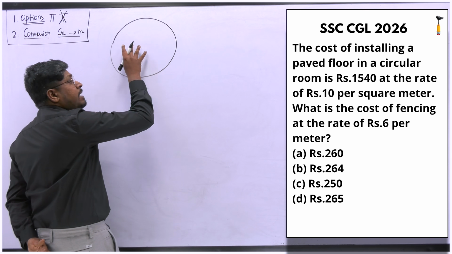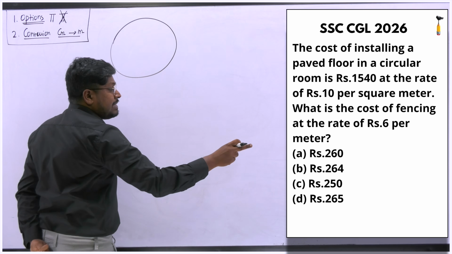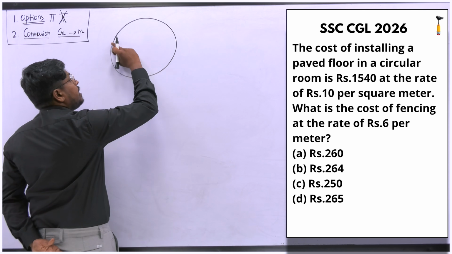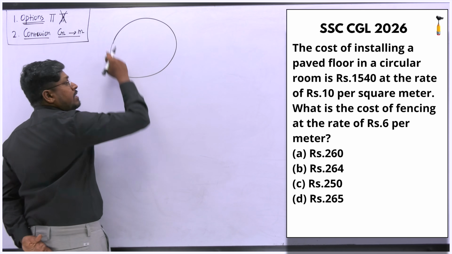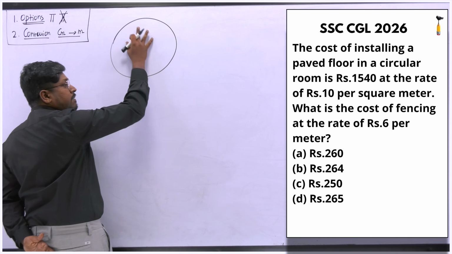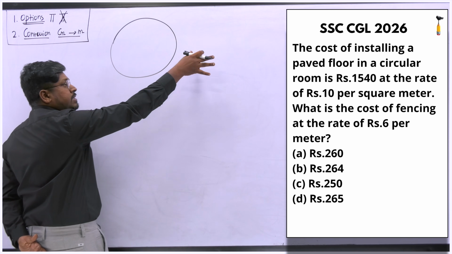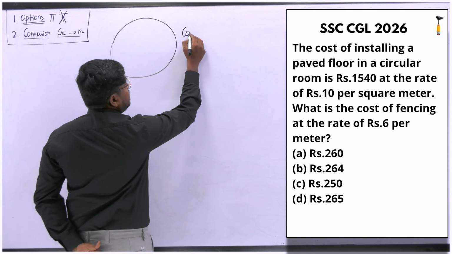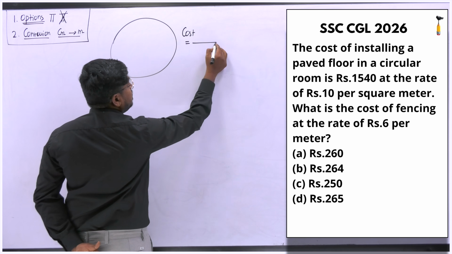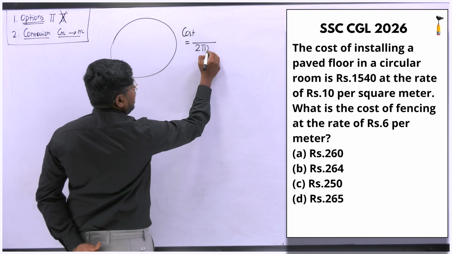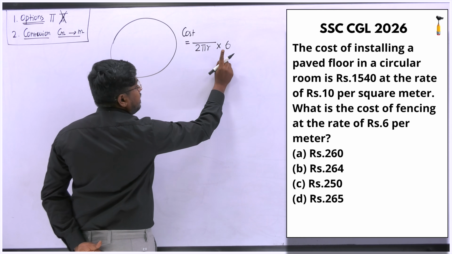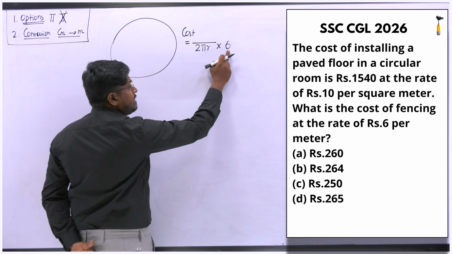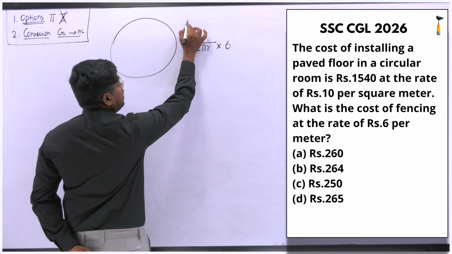So for every meter, what is the price? It's 6 rupees per meter. If I know the circumference of this circle, multiplying it by 6, the resultant will be the cost. So the cost will be equal to the circumference 2 pi r into 6, since every meter costs 6. If you multiply this by 6, the resultant will be the total cost.